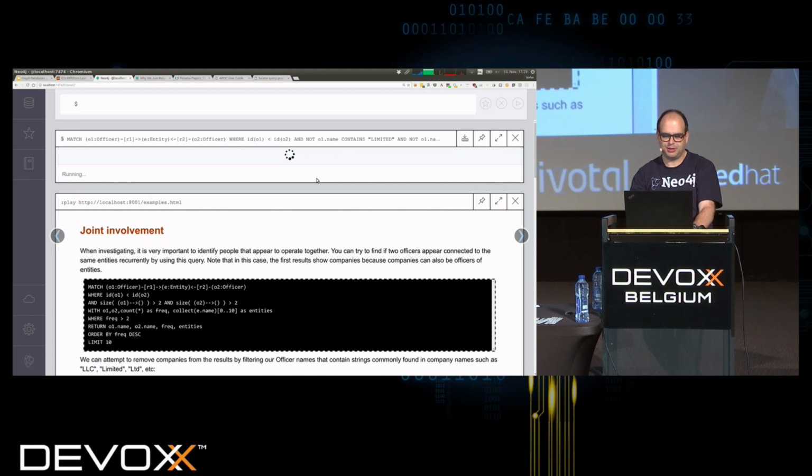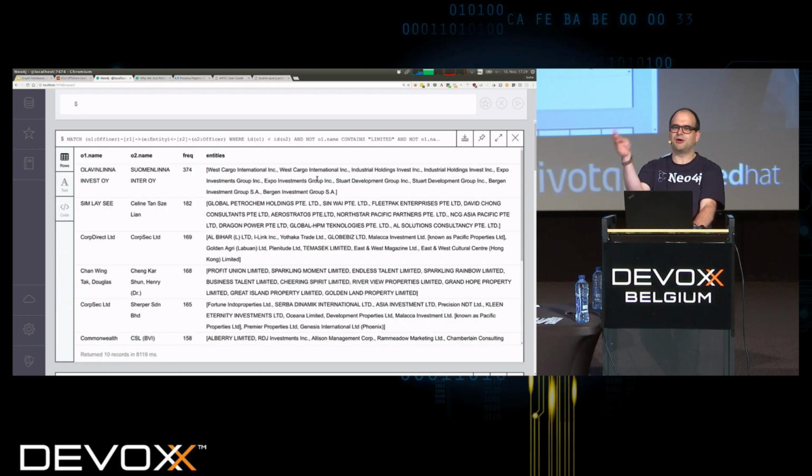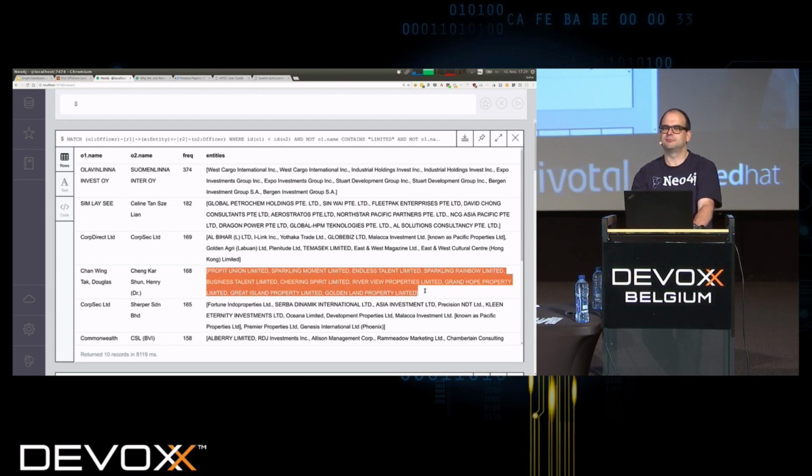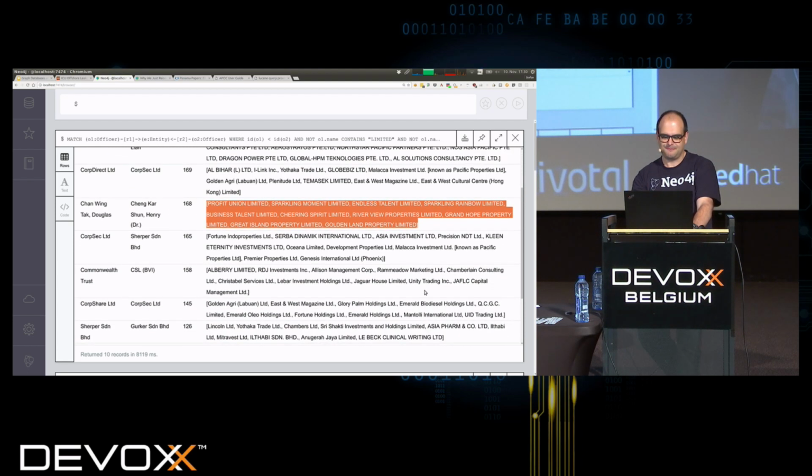That is already pretty complex, because it is a kind of global query. It goes through the full graph. And here you see there's Mr. Chung Win Tuck Douglas and Mr. Chung Kar Hyun Henry. Sorry, I cannot really. And they are involved in that amount of companies. And I think if you are associated to multiple companies, the likelihood that you're doing something illegal is even higher.